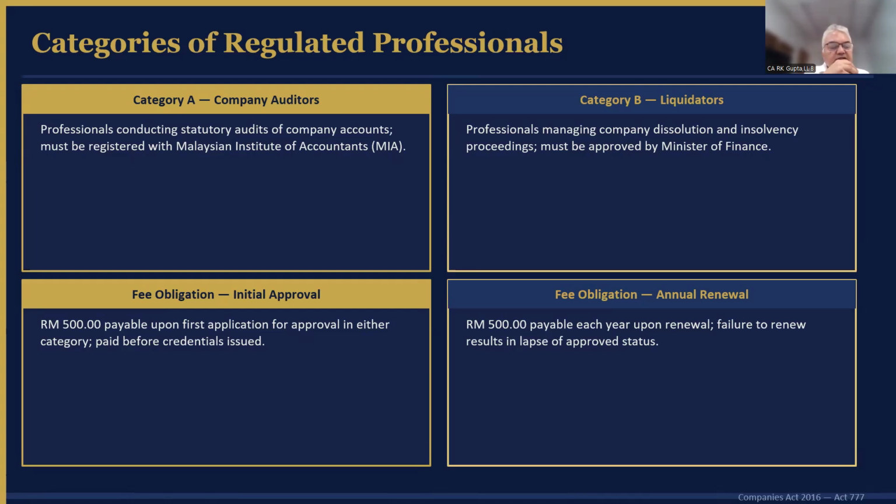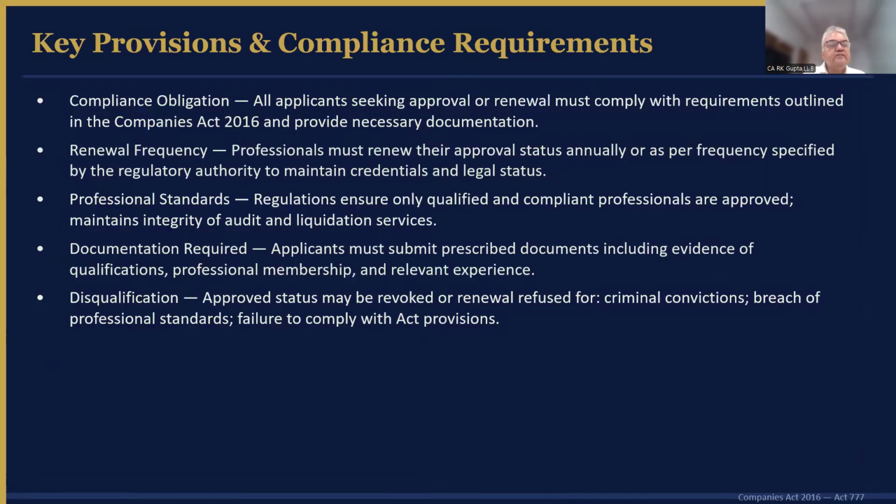Fees obligation: initial approval, 500 ringgit payable upon first application for approval in either category, to be paid before credentials are issued. Annual renewal fees obligation is also there, which is 500 ringgit payable each year upon renewal, and failure to renew results in lapse of approved status.